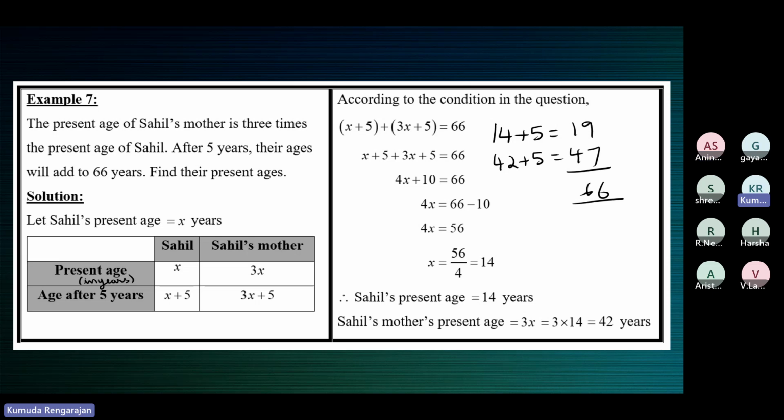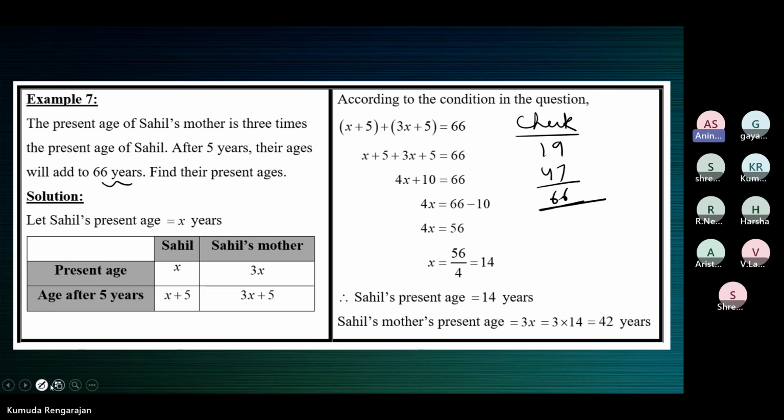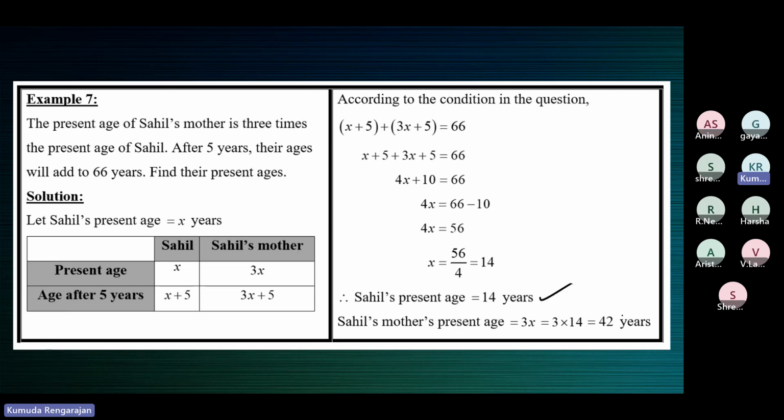So we have found their present ages. With the help of the present ages, you can find their future ages, and that total will be equal to 66, correct? So the answer should be future ages or present? Oh yeah, present ages. Got it. You're verifying your answers. When you verify, 14 plus 5 is 19, 42 plus 5 is 47, and the total is 66. So your answer satisfies the condition given in the question. But we have to write only their present ages, not their future ages, because they've asked to find the present ages.